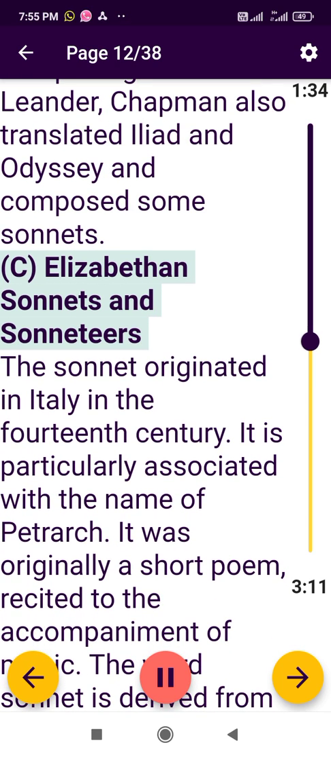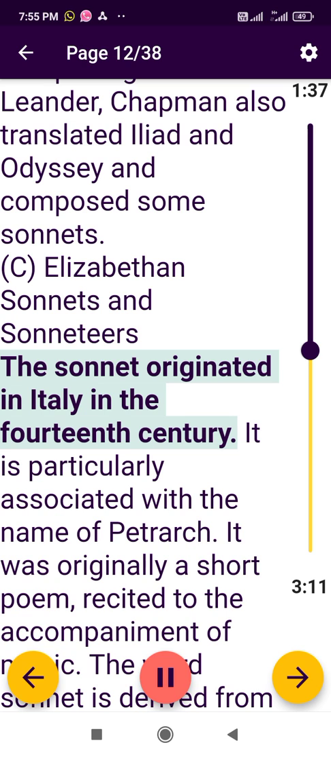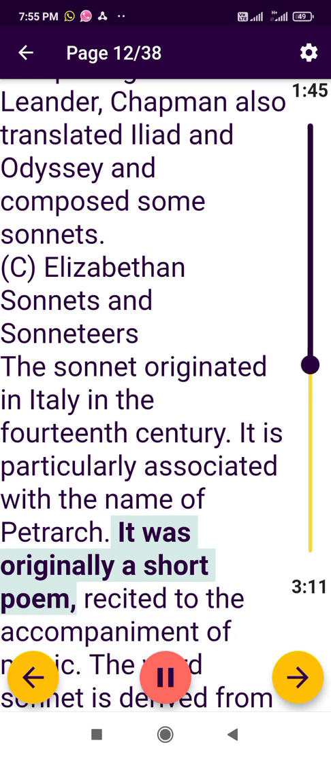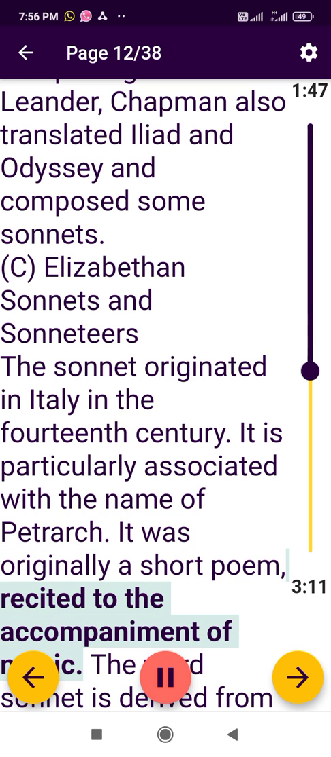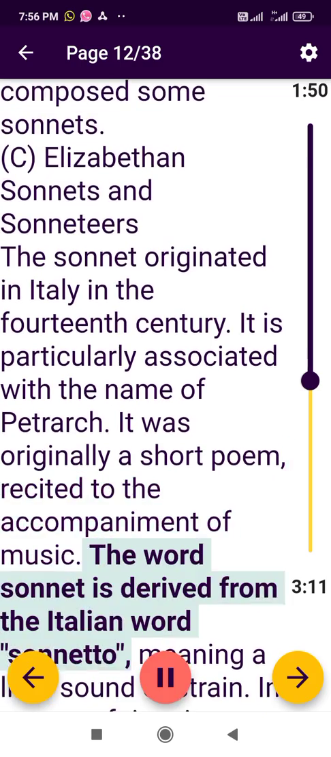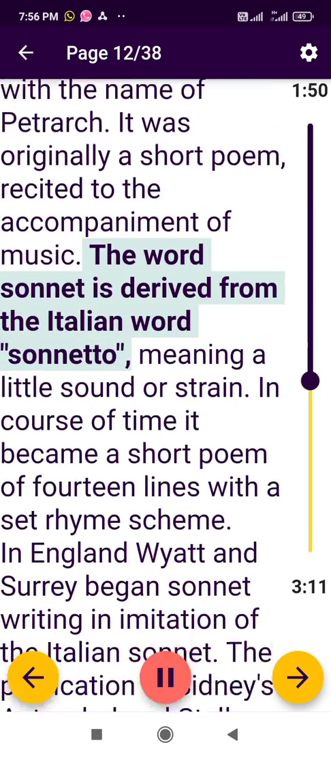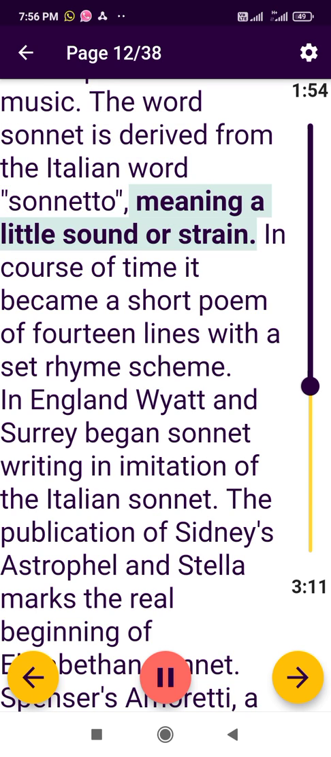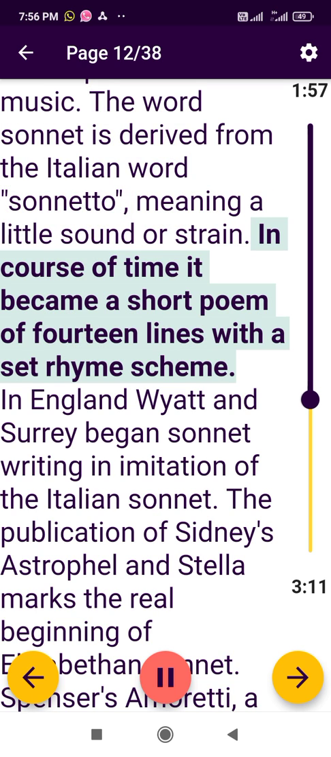Elizabethan sonnets and sonneteers. The sonnet originated in Italy in the 14th century. It is particularly associated with the name of Petrarch. It was originally a short poem, recited to the accompaniment of music. The word sonnet is derived from the Italian word sonetto, meaning a little sound or strain. In course of time it became a short poem of 14 lines with a set rhyme scheme.